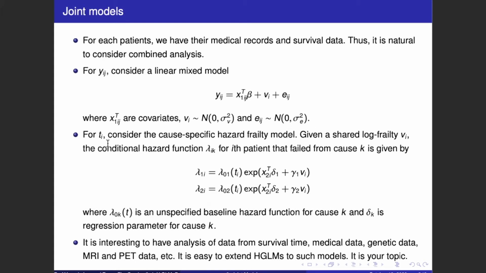For T_i, consider the cause-specific hazard frailty model. Given a shared log frailty v_i, the conditional hazard function lambda_ik for the i-th patient that fails from cause k is given by these equations. We have lambda_i1 and lambda_i2, where lambda_0k(t) is an unspecified baseline hazard function for cause k, and delta_k is the regression parameter of cause k.